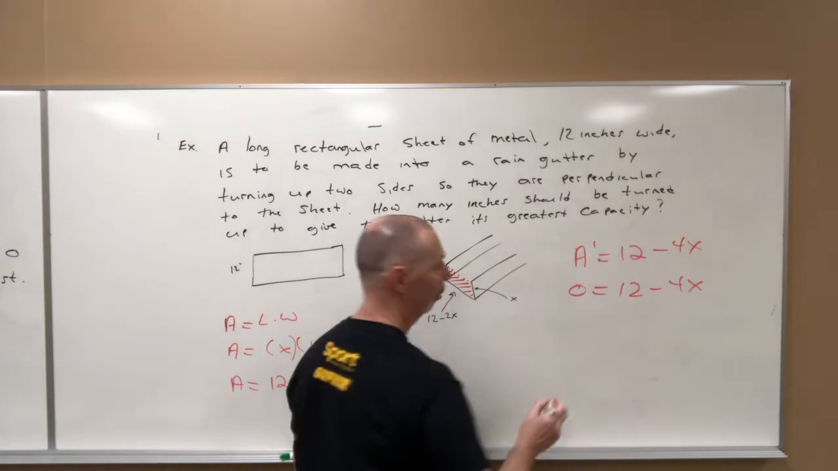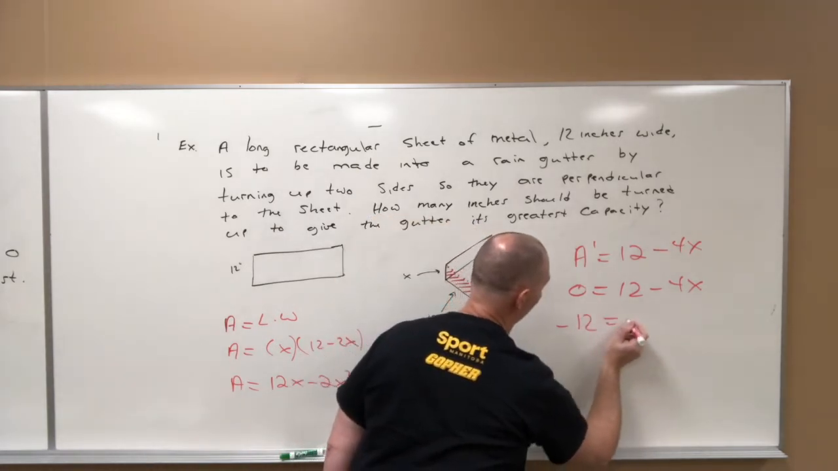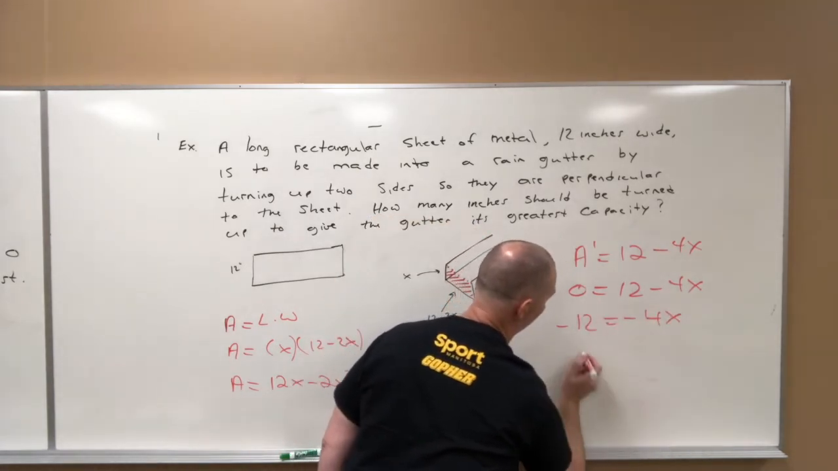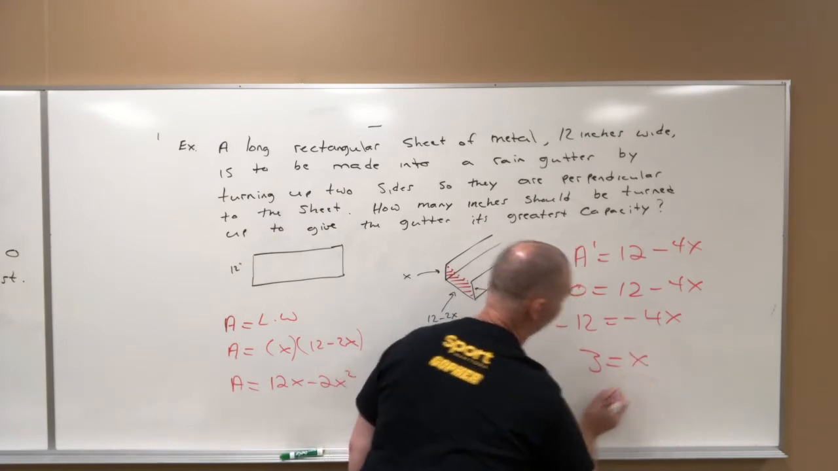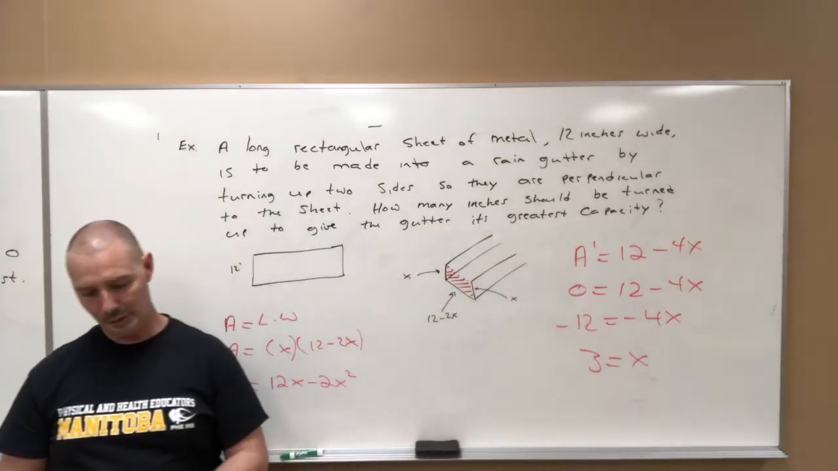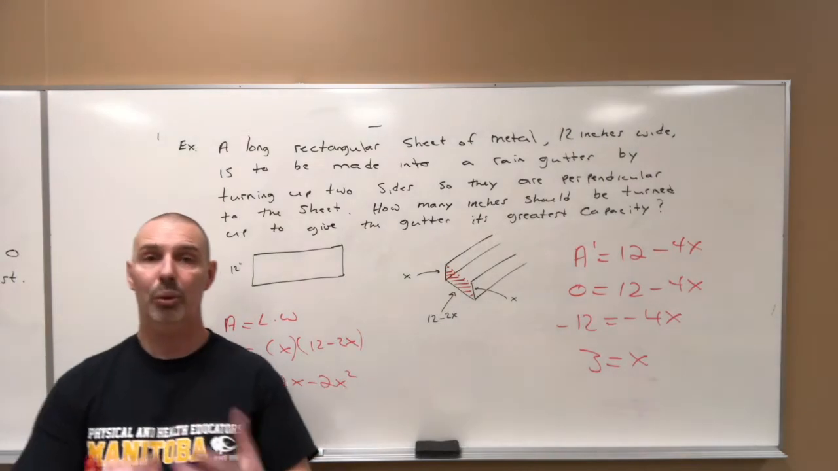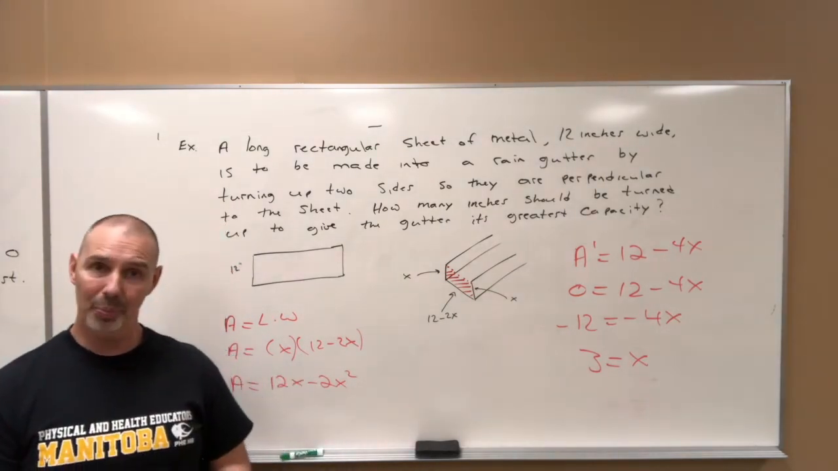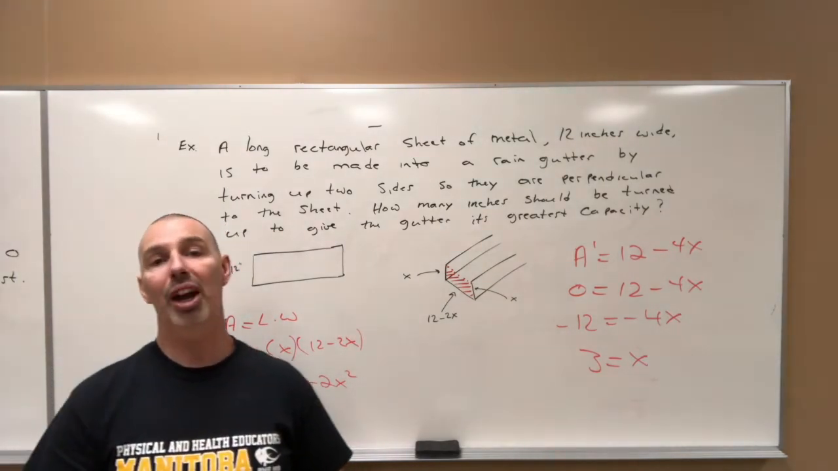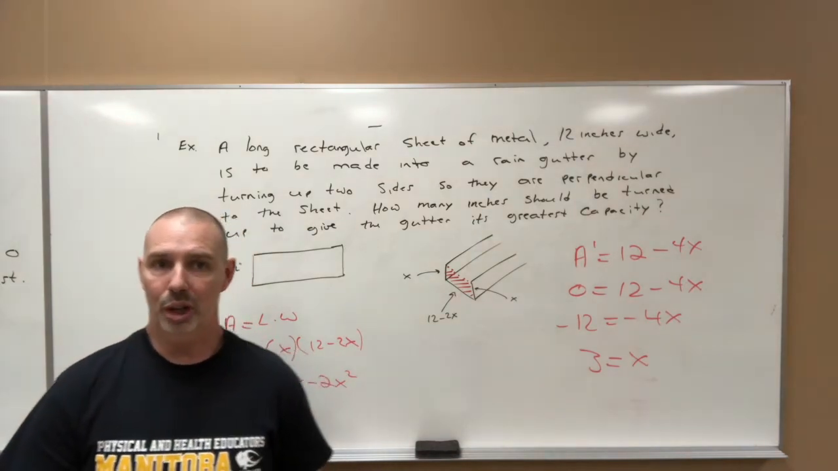And let's solve for x. There we have it. We get x equals 3. So x equals 3 is the critical number. It's not the maximum area. It's the critical number. It's the number where the maximum would occur.